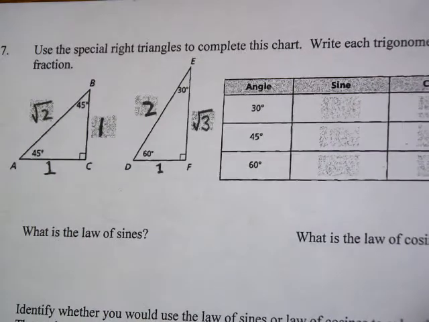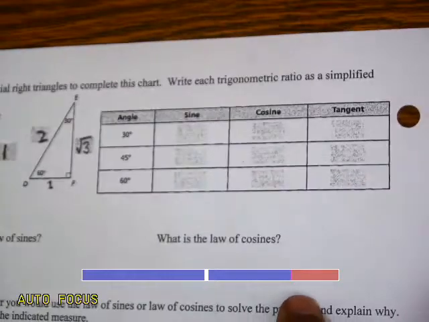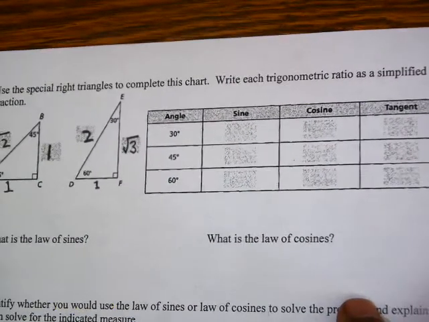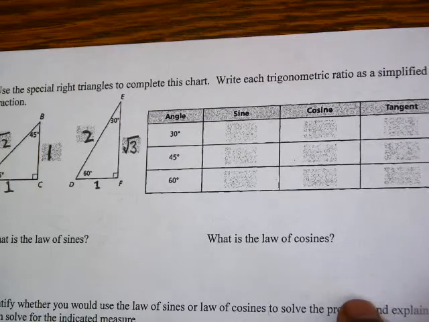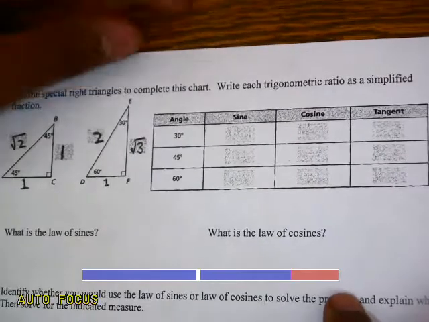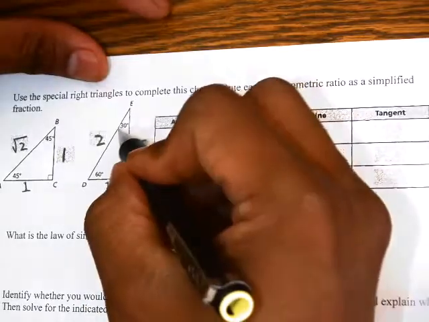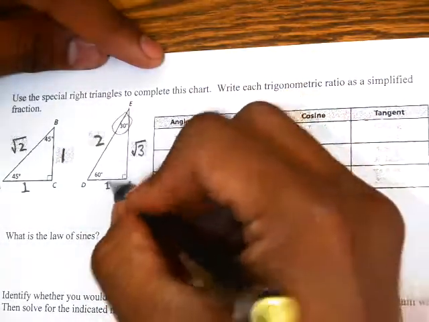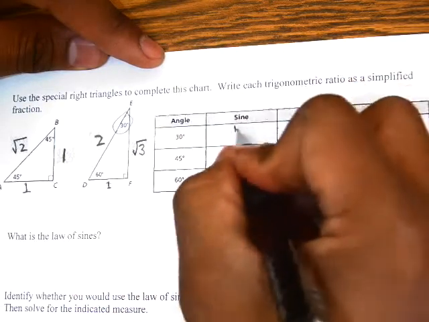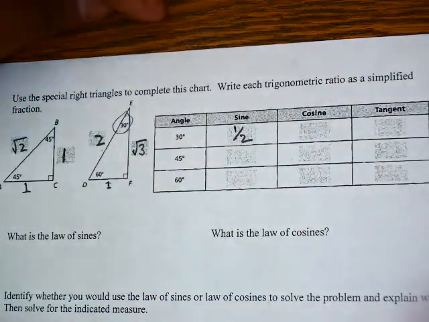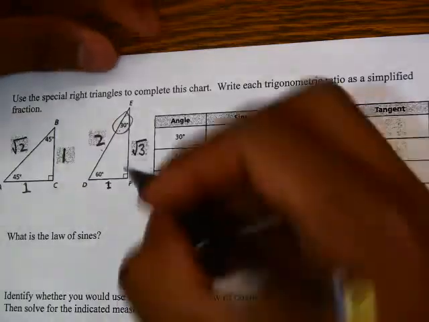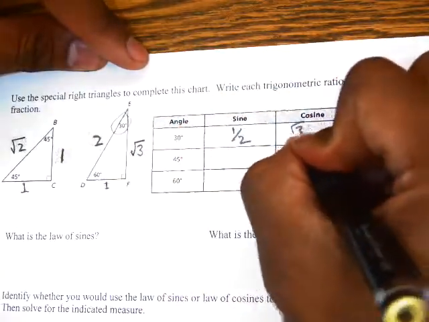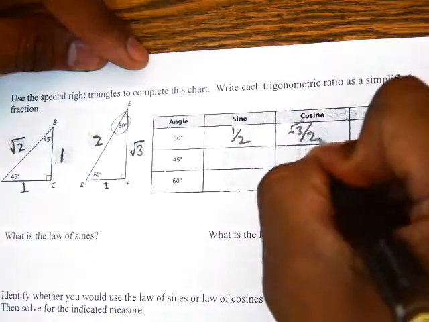So let's fill out this chart without using a calculator. And we want to leave it as fractions. We don't want any decimals. And we want simplest radical form. So the sine of 30 degrees, here's 30. Sine is opposite over hypotenuse. So opposite, 1, over hypotenuse, 2. 1 over 2. Cosine of 30 degrees, adjacent over hypotenuse. So adjacent is square root of 3. Hypotenuse is 2.